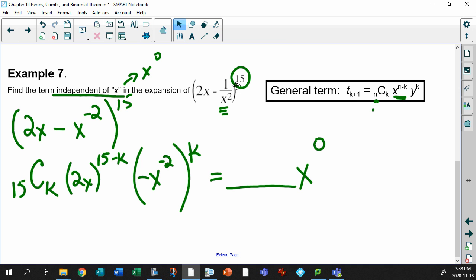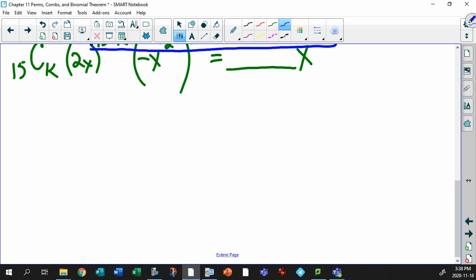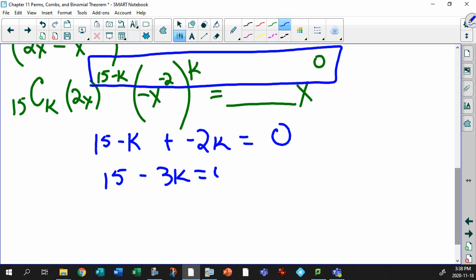So again, just look at the exponents. Here are the exponents. Right there. You know and I know then that this works out to be 15 minus k plus minus 2k all has to equal 0. Okay? Put them together. You got 15 minus 3k equals 0. Bring the 15 over to the other side. This is minus 3k equals minus 15. So you find out that k equals 5. Oh my goodness. That is just so much fun now, isn't it?